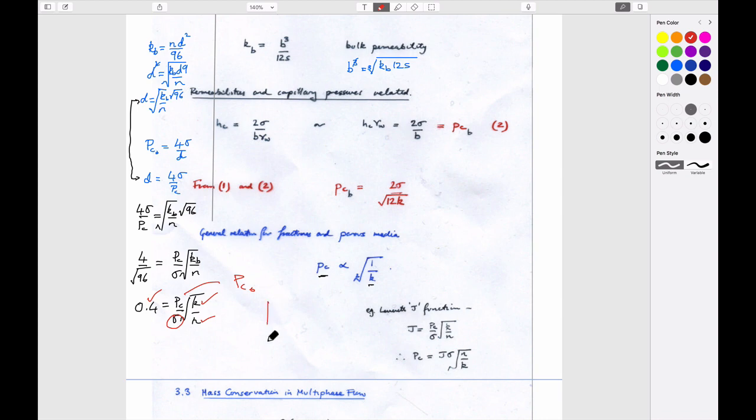In other words, on our little diagram that has a curve that looks like this, this magnitude here is PC0, or what we've sometimes called the bubbling pressure. And this is saturation between 0 and 1.